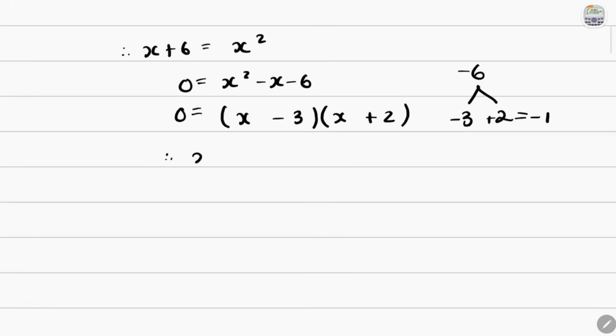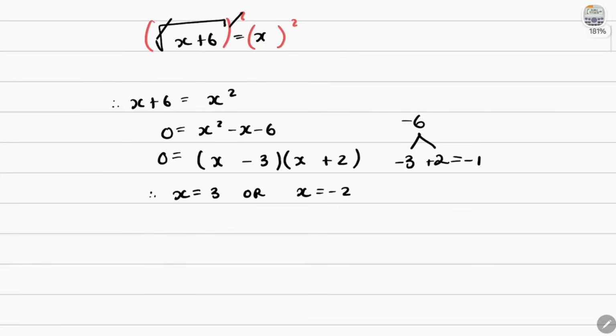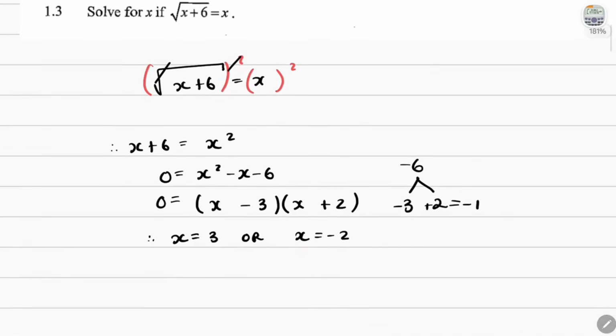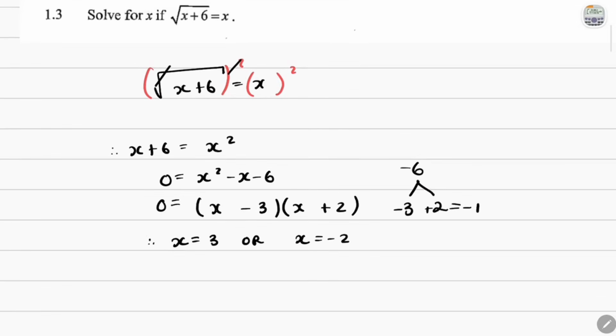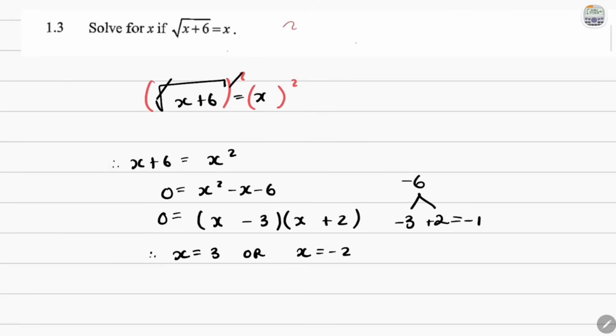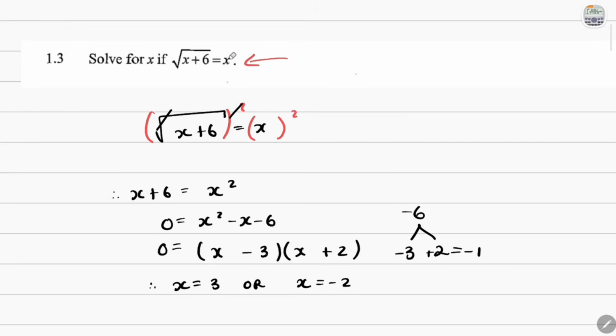And now we can solve for x. X is either equal to 3 or x is equal to negative 2. Now, we've solved for x, but we need to check whether this is actually a valid solution or not. When we looked at the equation initially, do you see that the highest exponent on x was an invisible 1?